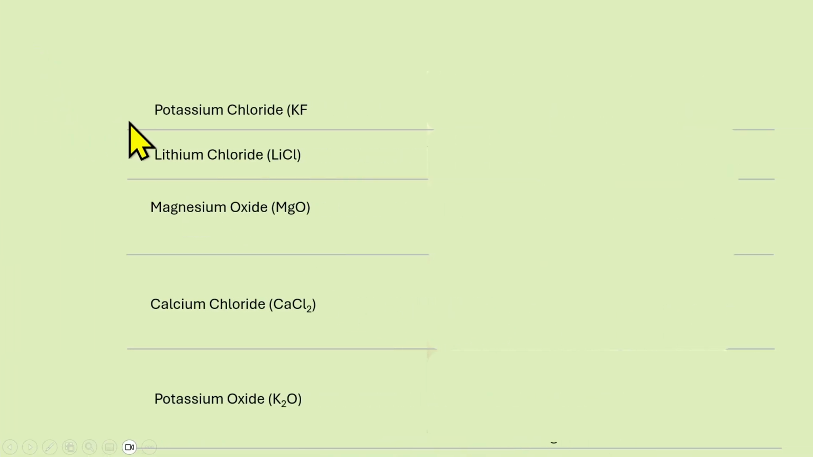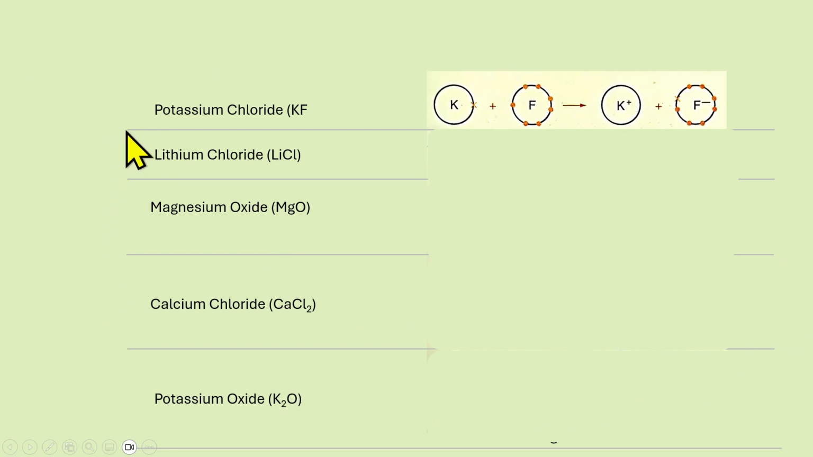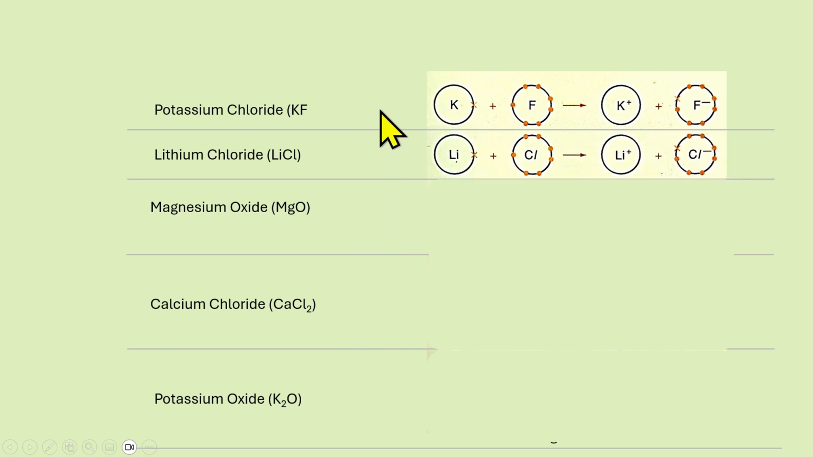Now we have some more examples which are shown in the following table. You see here only outer shells are drawn. You need to draw inner shells only when mentioned. In this table, the compounds are potassium fluoride, lithium chloride, magnesium oxide, calcium chloride, and potassium oxide. Now you must see the differences between them.